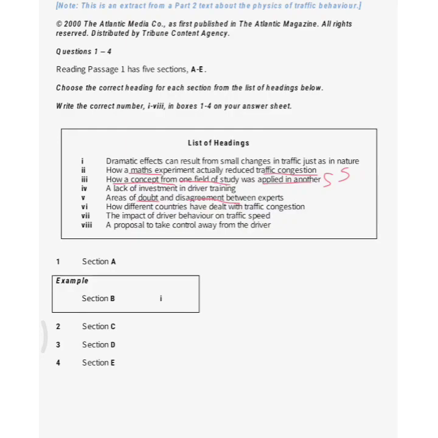Seventh is the impact of drivers' behavior on traffic speed. Another different thing, another different article. These kinds of headings, if the passage says something about the impact of drivers' behavior on traffic speed, we will opt for this heading.